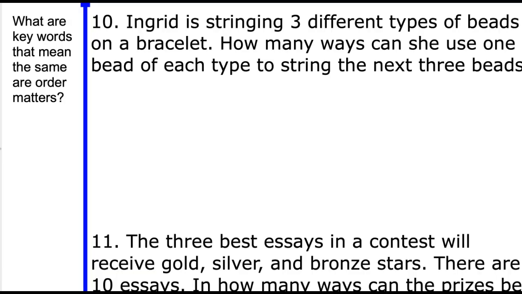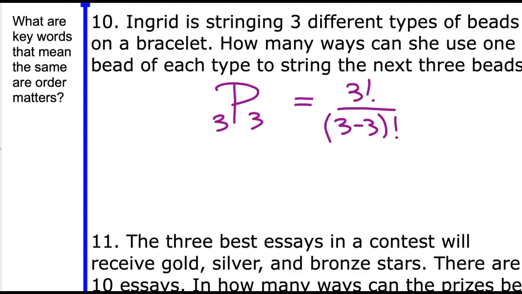Now off to Ingrid and her bracelet making. She has 3 different types of beads. How many ways can she string the next 3 beads? I'm going to say order matters there. And so that's 3 permute 3. So in this, it would be 3 factorial over 3 minus 3 factorial, and then you get a 0 factorial. So it's really 3 factorial. When you have 3 permute all 3, it's the same as 3 factorial because it's 3 factorial over 3 minus 3 factorial, and 0 factorial is just 1. And so really, if you're taking all of them and permuting all of them, then it'd be just 3 factorial, which is 3 times 2 times 1, you know?